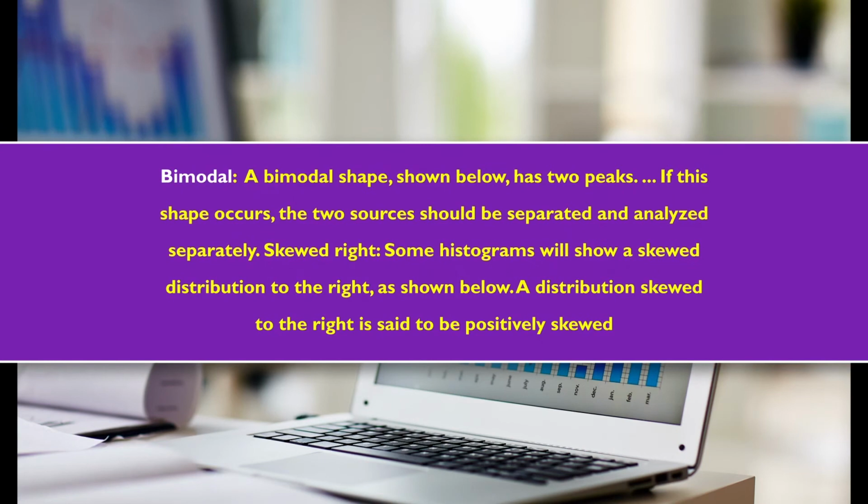We have already talked about the mode, and we have seen how bimodal and multimodal distributions work. The bimodal shape shown below has two peaks. If this shape occurs, the two sources should be separated and analyzed separately. And some histograms will show a skewed distribution to the right, as shown below.